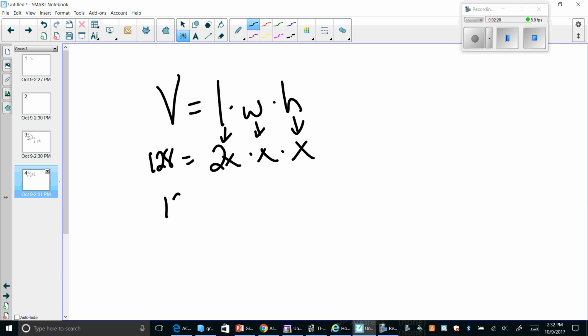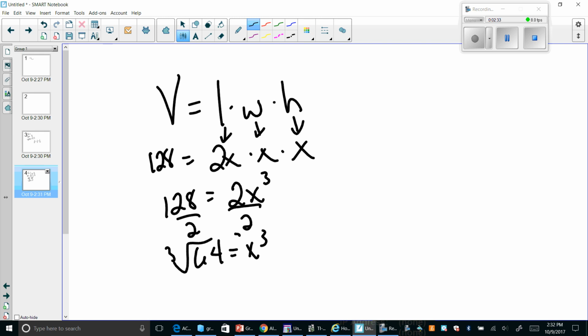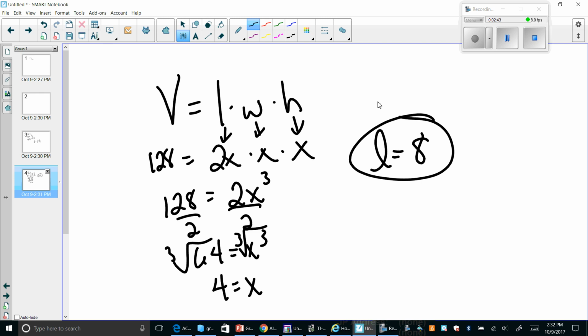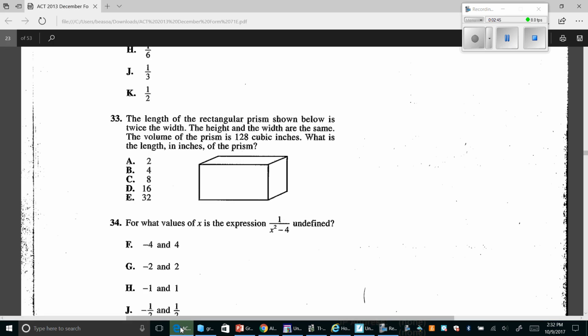So if I solve this, I get 128 equals 2x cubed, divide by 2 on both sides. I get 64 equals x cubed. Take the cube root, and x is 4. So the height would be 4, the width would be 4, but the length, which is what they want, would be 2 times 4, which is 8. The length is 8. So over here, your answer would be C.